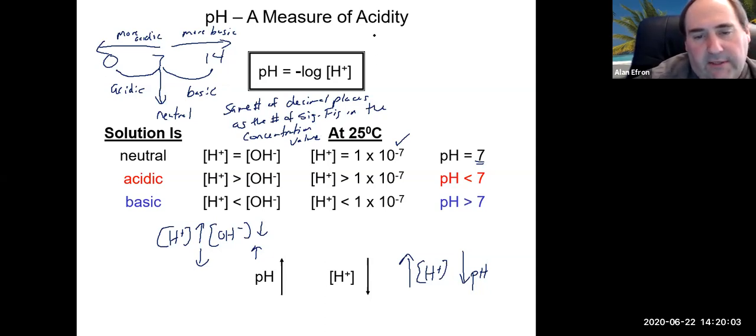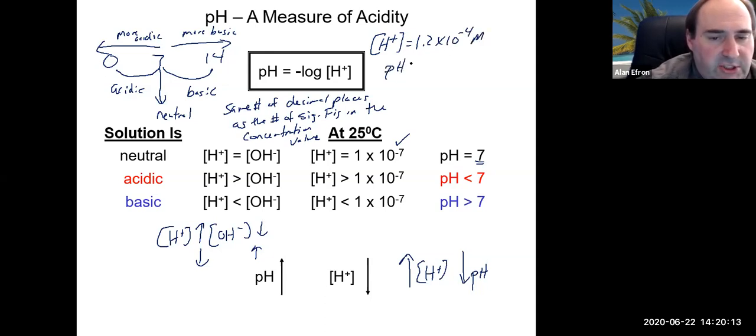So let's just try one to make sure our calculators work. Let's say we had an H plus concentration of 1.2 times 10 to the minus 4 molar. What is the pH? So give it a calculation and calculate it to the correct number of decimal places. And I will do it too because I just made up that number.